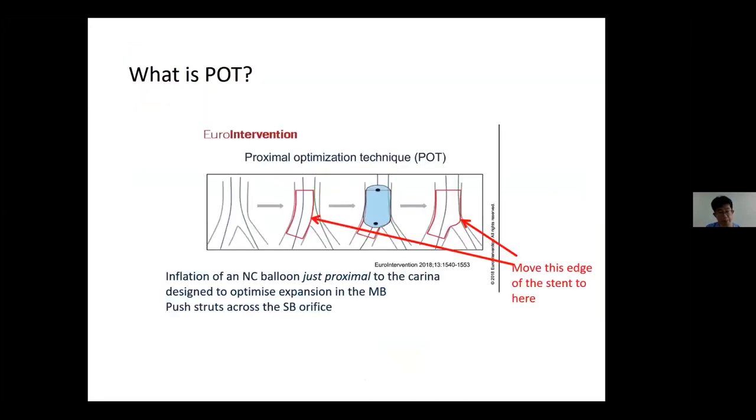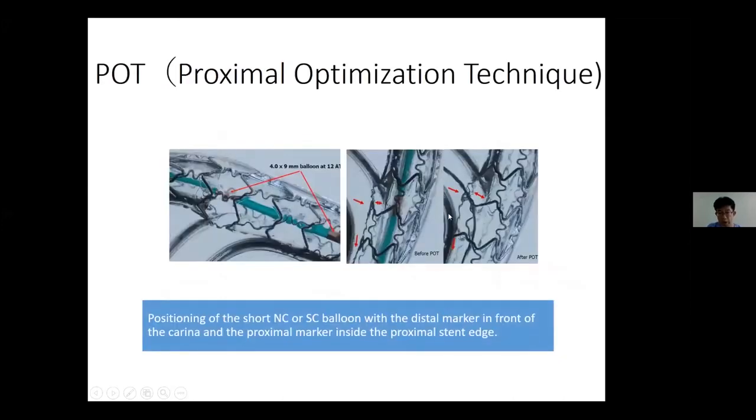So next, an essential technique for bifurcation stenting is the POT technique. What is POT? As you know, it is the proximal optimization technique. As you can see, balloon after stenting, next balloon dilatation here, large balloon dilatation. They move this edge of the stent to here. This is very important. So finally, after the POT technique, the stent strut is enlarged here.